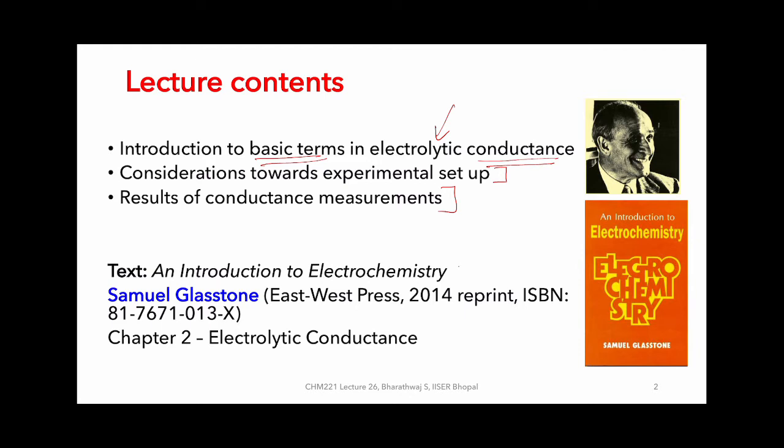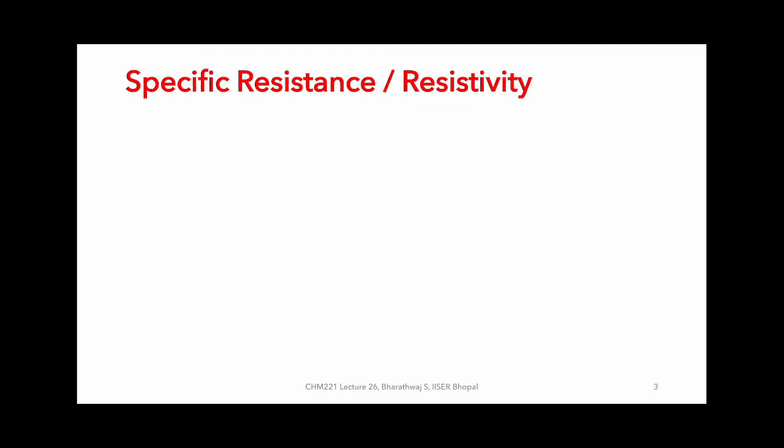I would continue lecturing by following the textbook An Introduction to Electrochemistry written by Samuel Glasstone. And we have graduated ourselves to the second chapter of this textbook, which is called Electrolytic Conductance. I strongly encourage all students to go take a look at this book so as to follow the lectures in a coherent fashion. In order to understand what is conductance, the first thing that we need to familiarize ourselves with is resistance, more particularly specific resistance.